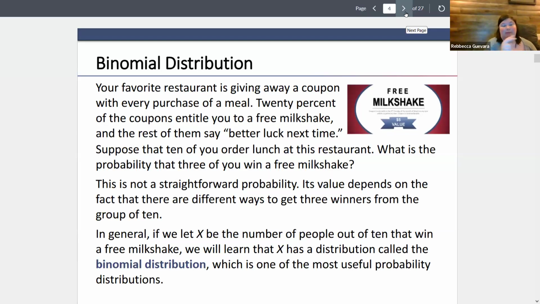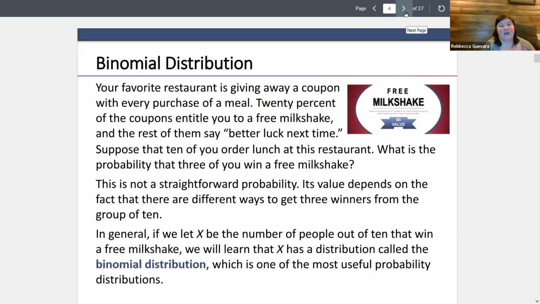So binomial means two. So we're dealing with something that really has two options to it, which is why it's a binomial. So your favorite restaurant is giving away a coupon with every purchase of a meal. 20% of the coupons entitle you to a free milkshake, and the rest say better luck next time. So I have two things that can happen here. I either can win a free milkshake or I win nothing. So two events that can occur.